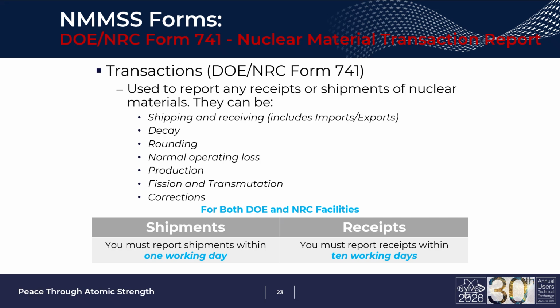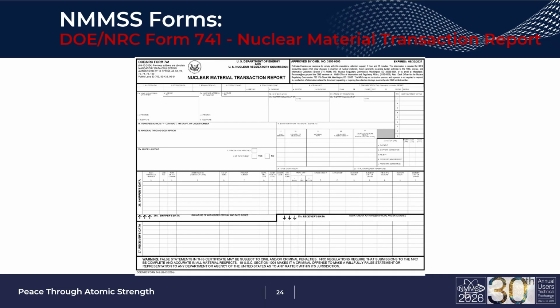Remember that for both DOE and NNSA sites and NRC licensee facilities, shipment transaction activity is reported to NMMS within 1 day, while receipt transaction activity is reported to NMMS up to 10 days after the receipt. These transactional activities are reported to NMMS using the DOE/NRC Form 741.